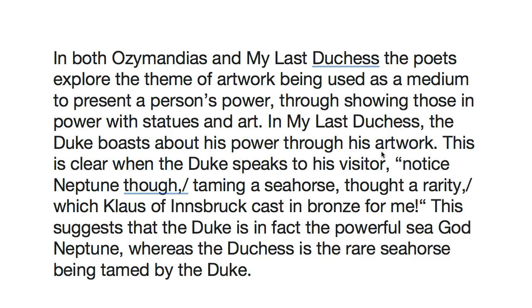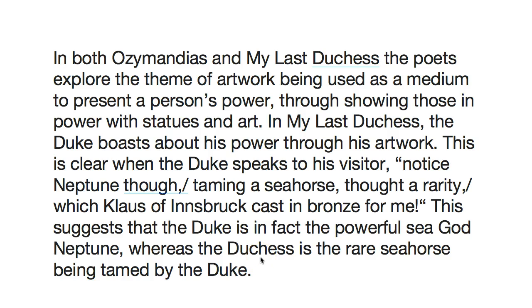It's not just Browning who's using this artwork. The persona in the poem himself is using this artwork for the very same reason. He nearly fully explains the idea that the Duke sees himself as the powerful sea god Neptune. Just left like this, it might mean that Browning sees him that way, which isn't true. And this also might be read to suggest that the Duchess sees herself as being the rare seahorse tamed by the Duke, which of course might be true.